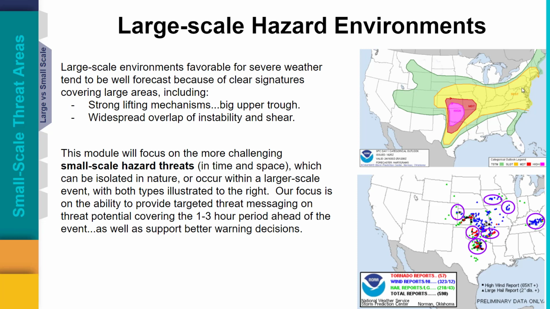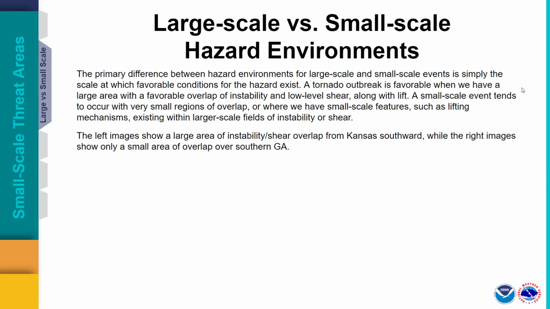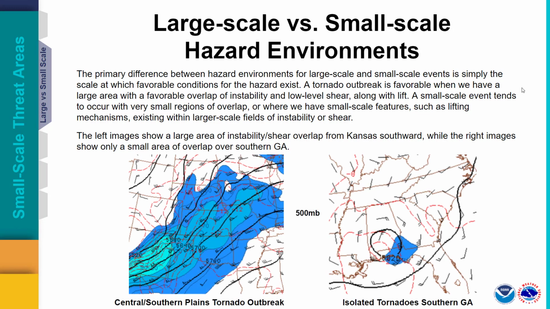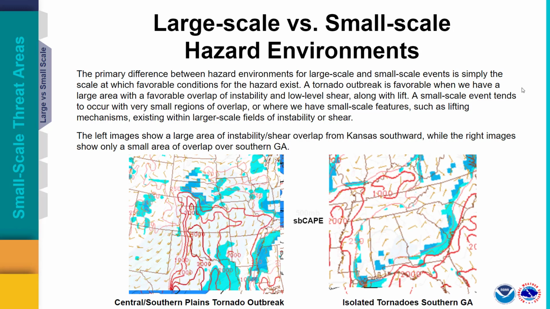Our focus is on the ability to provide targeted threat messaging on threat potential covering the 1 to 3 hour period ahead of the event, as well as support better warning decisions. The primary difference between hazard environments for large-scale and small-scale events is simply the scale at which favorable conditions for the hazard exists. A tornado outbreak is favorable when we have a large area with a favorable overlap of instability and low-level shear along with lift.